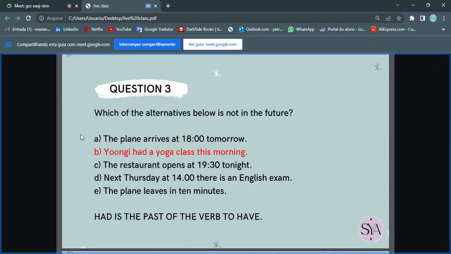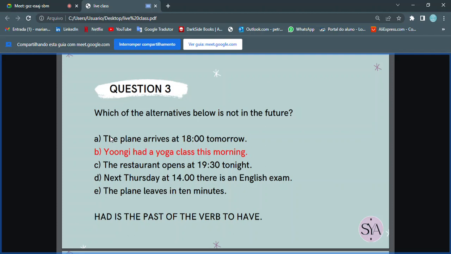Next question. Question 3. Which of the alternatives below is not in the future? So we have five sentences, and you have to check the sentence that is not in the future. So the sentence is the letter B, because the sentence is: Yoongi had a yoga class this morning. So we have the verb had, that is basically the verb to have in the past.